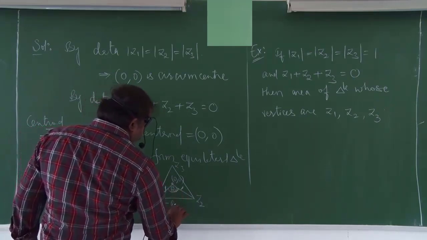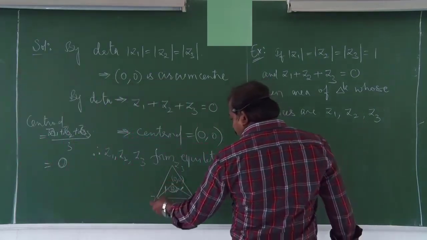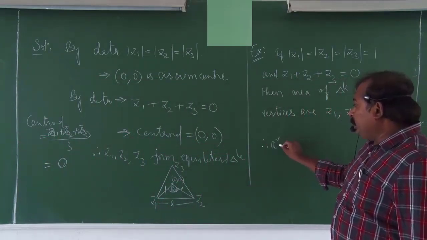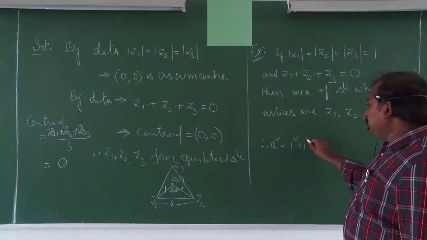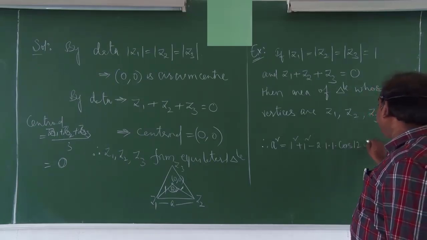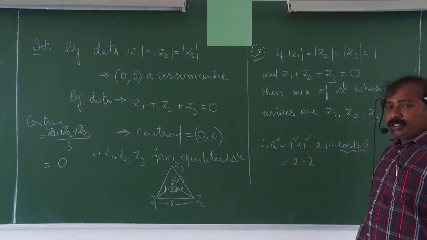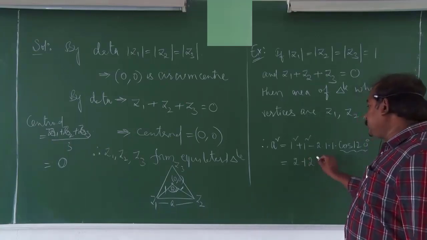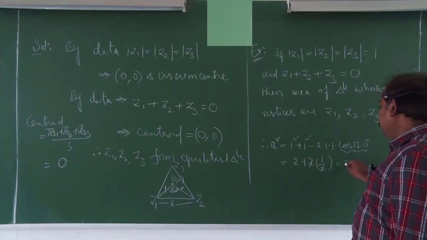Let the length of the side be a. Then for the triangle with origin, z1, z2, by the cosine rule, a square equals b square plus c square minus 2bc cos A, with the angle 120 degrees, which equals 2 minus 2 into cos 120 degrees. What is cos 120? Cos of (90 plus 30) means minus sin 30, which is minus 1 by 2. The minus already present changes to plus, the 2 cancels, which equals 3.